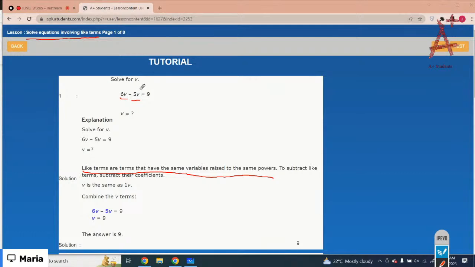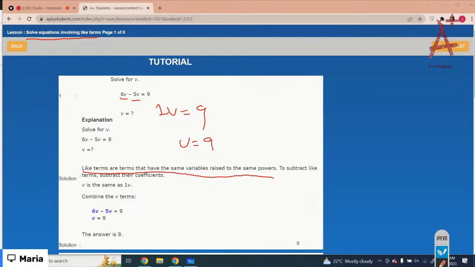So here you have 6v and 5v, which are like terms because they have the same variable. So just subtract their coefficients. 6 take away 5 is 1. It would be 1v equals 9. That means v equals 9.